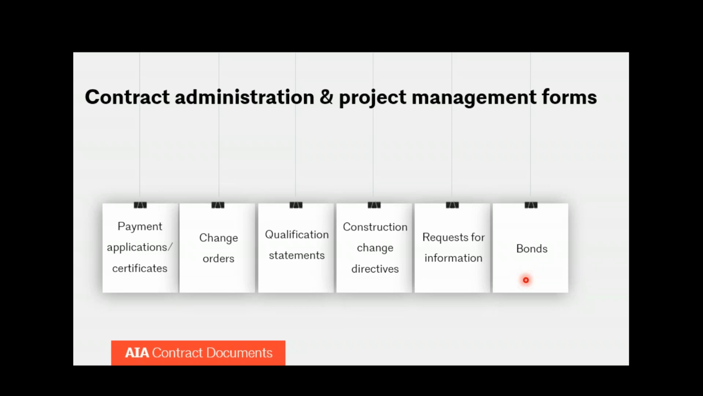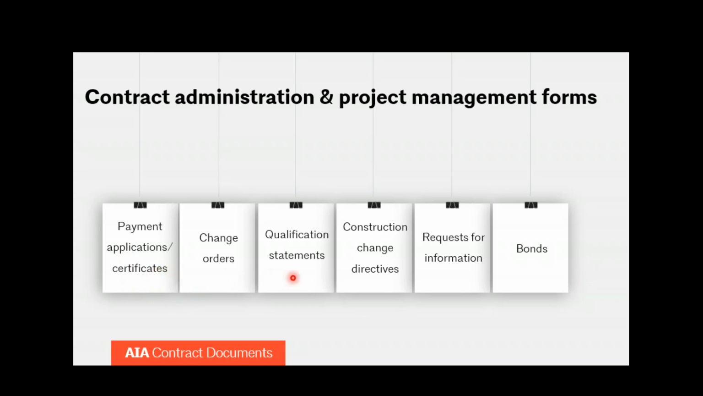Those are pretty self-explanatory. I did mention the bond forms, A310 and A312. A310 is a bid bond. A312 is actually two bonds. It's a performance bond and also a payment bond. So we have those documents as well.